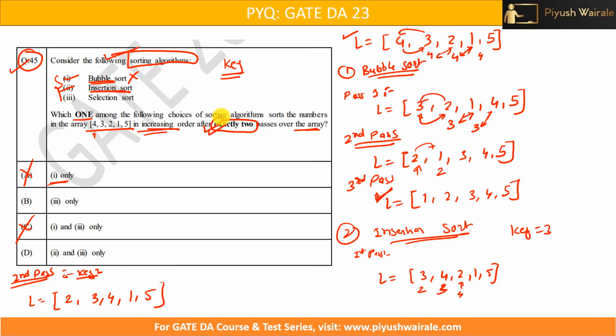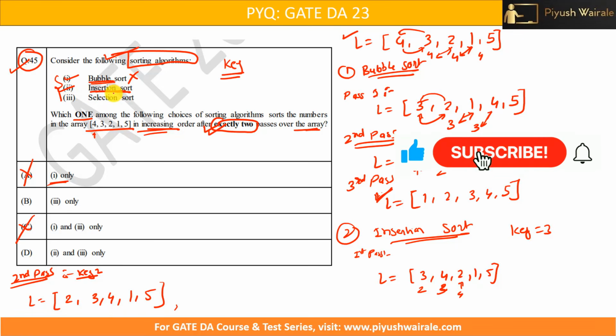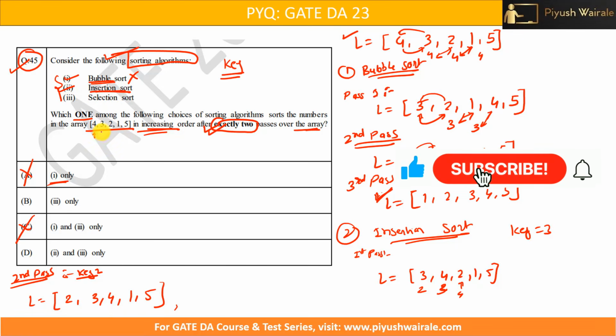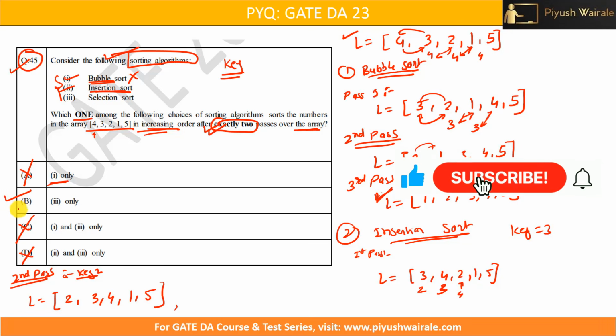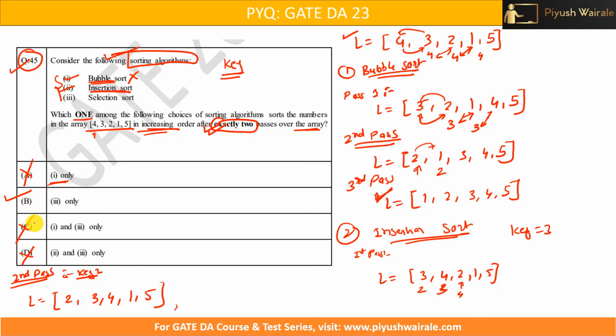So if we observe, after the second pass also we didn't get the sorted array, right? It is not in sorted position. It means that this particular thing, insertion sort, will also not give me the sorted array after two passes. So this option is also not correct. So we are left with only one option, that is, option B is correct, right? So in this way you can eliminate the options, okay? But we'll discuss this question in detail. So this is after the second pass.